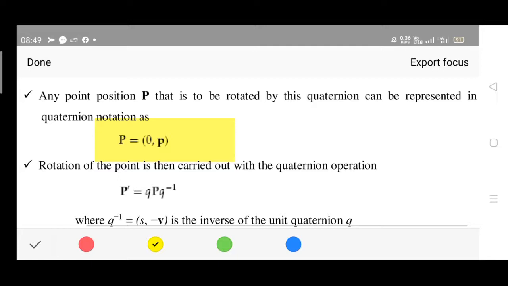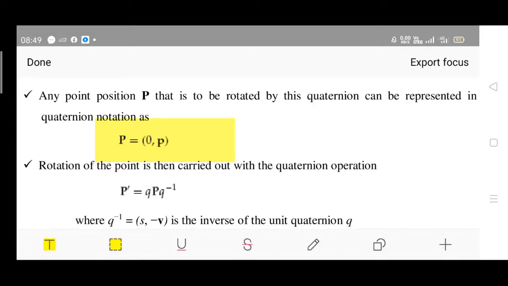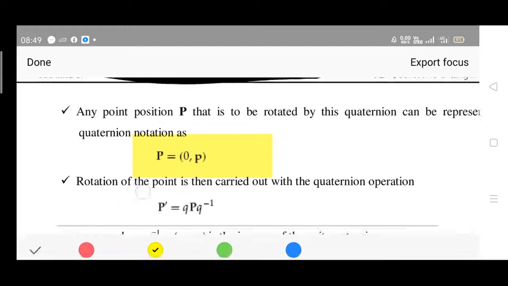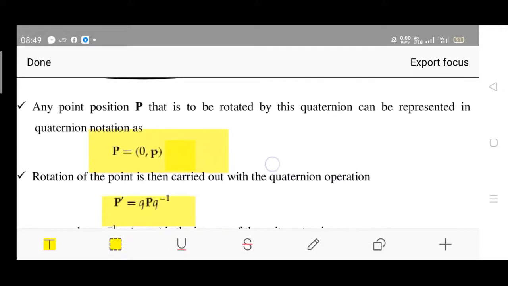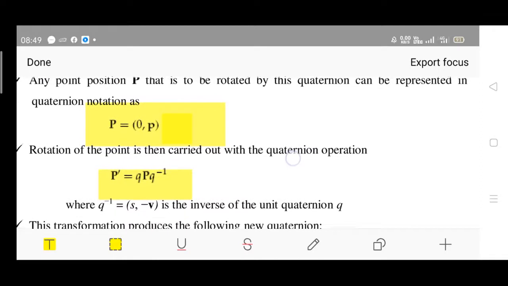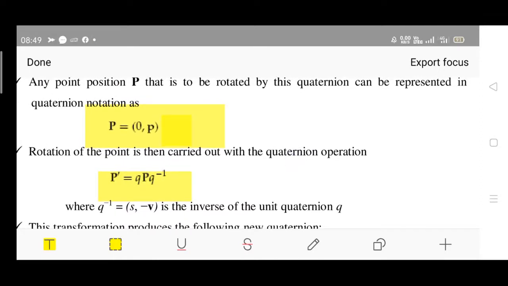Let Q be another kind of operation. It can be a translation. So Q followed by P followed by Q inverse is given, as you can see. So the representation is okay. P dash equals Q multiplied with P multiplied with Q inverse, that is the rotation of the point, where Q inverse equals a pair of values, once again scalar part and vector part, but check the sign, S and minus V, where Q inverse is the inverse of the unit quaternion.